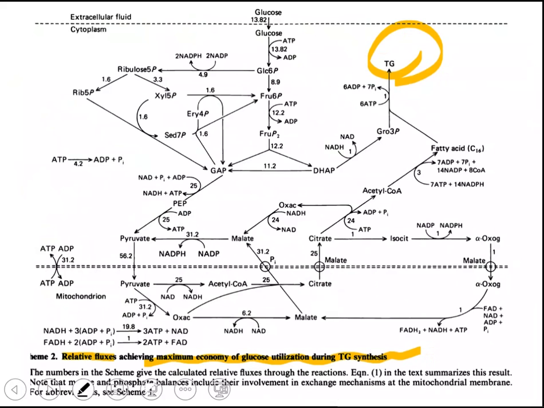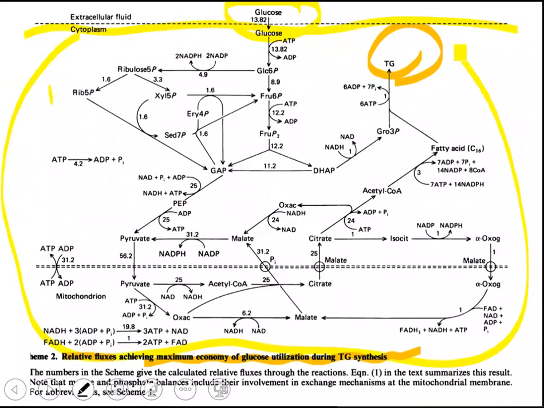So there is this extracellular environment. So this is the system boundary. Glucose is coming inside to the cytoplasm. And this is the metabolic network they have considered. So this is mitochondrial membrane. Malate, pyruvate, ATP passes through the mitochondrial membrane.